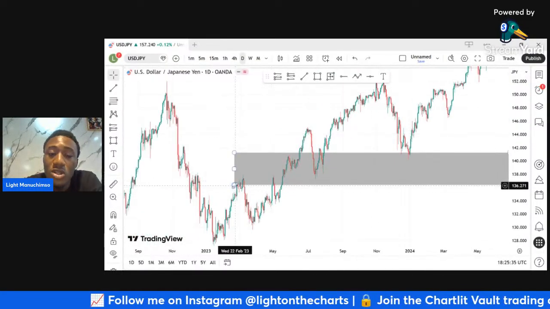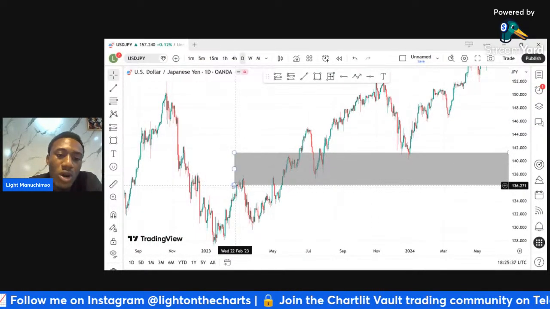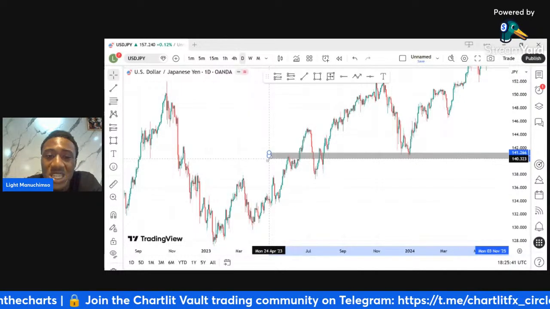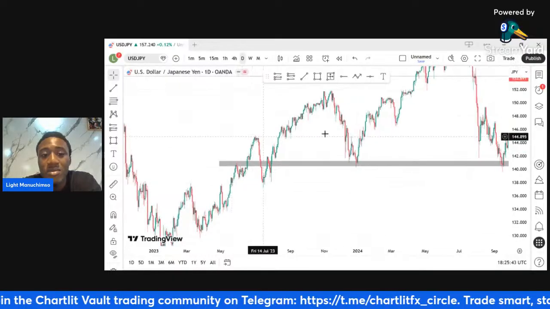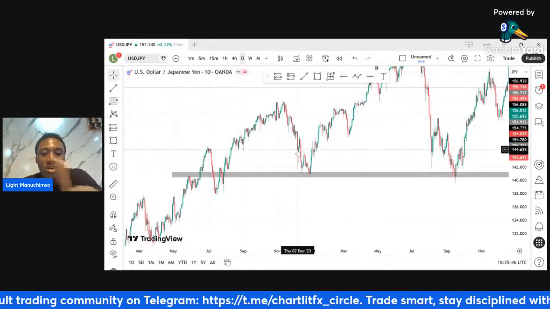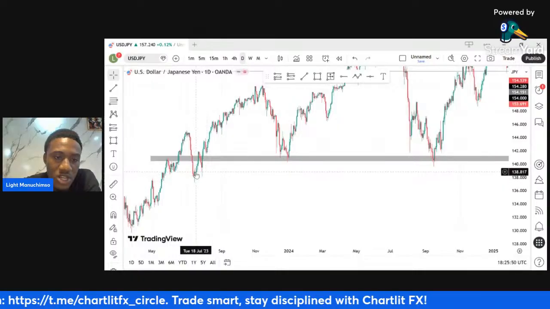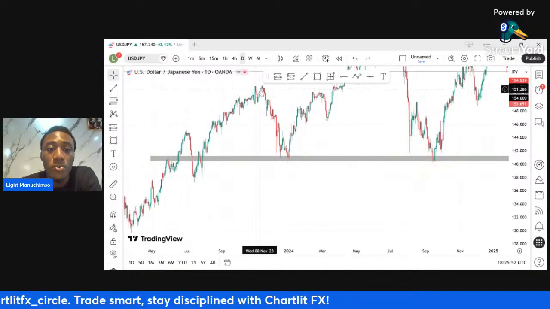Some traders draw their zones very big, but I don't really need to do that because I already understand how price moves. Sometimes my zones are as tiny as this, and I like it because it doesn't overcrowd my charts. So now you can see price got here, rejected at the top here, and then pushed up, and then now it came here.